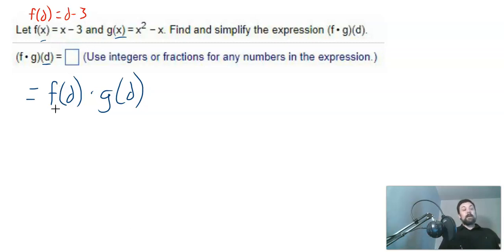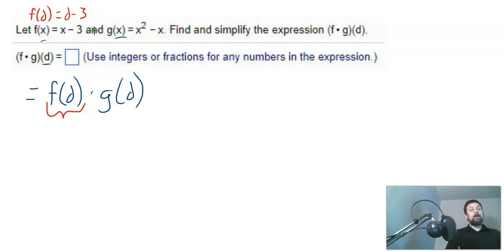But once I've identified what f of d is equal to, I take the function notation out. So even though I don't have a number, I still follow that same principle. Once you identify what the function is equal to and have it as simplified as possible, you take the function notation out and replace it with what it's equal to.